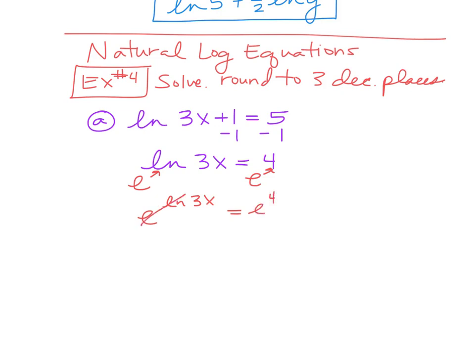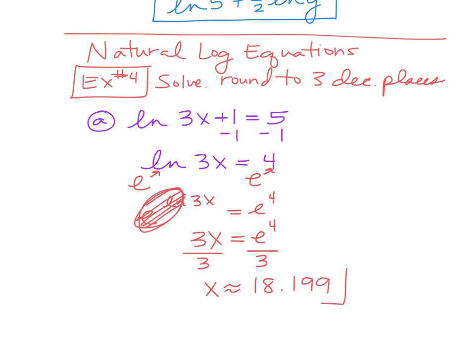But really what happens is, because these are inverses, they just get rid of each other. So really, it's 3x equals e to the fourth. And then from there, all you have to do is divide by 3. So just plug into your calculator, e to the fourth power divided by 3. What do you get? E and the natural log cancel out. These two are inverses, like addition and subtraction are inverses, right? They get rid of each other. 18.199.